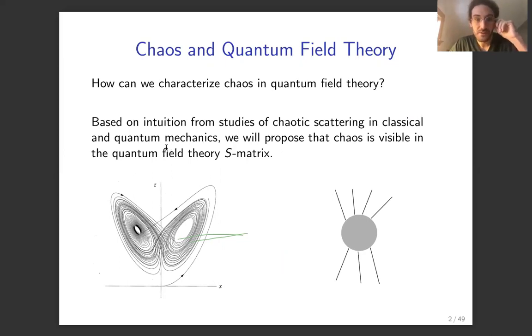All I'm going to do is, based on some intuition from studies of chaotic scattering in classical and quantum mechanics, propose that chaos is visible in the quantum field theory S matrix. Really what I'm going to try to do is to motivate studying chaos in the context of the S matrix, that the S matrix is a potential probe of chaos in quantum field theory, which doesn't seem to have been explored. So here's a picture of the S matrix. That's the goal: to get from the classical understanding of chaos to something we can work with in quantum field theory.